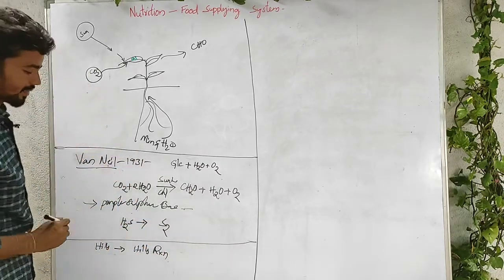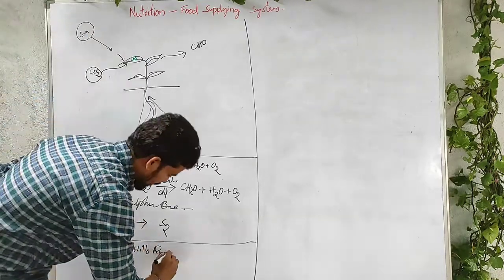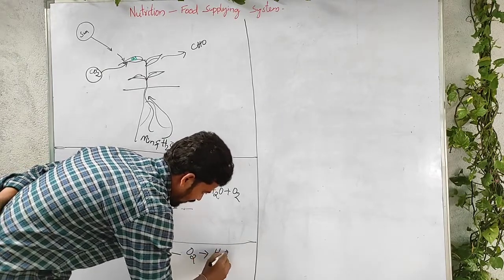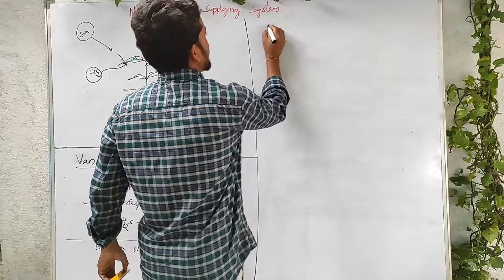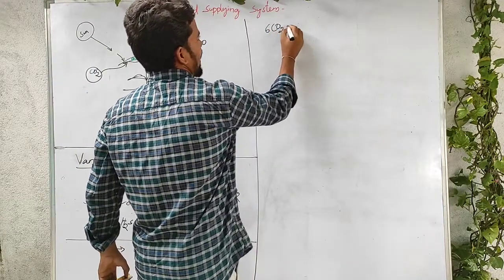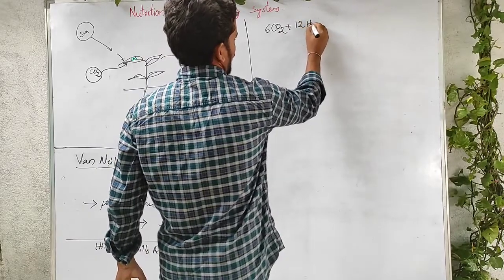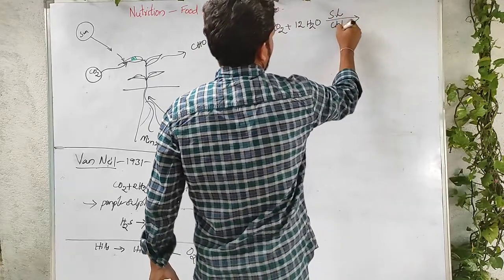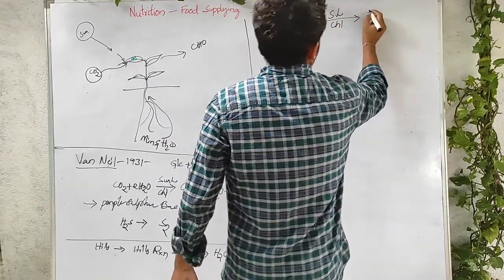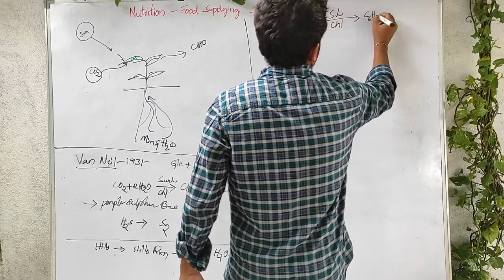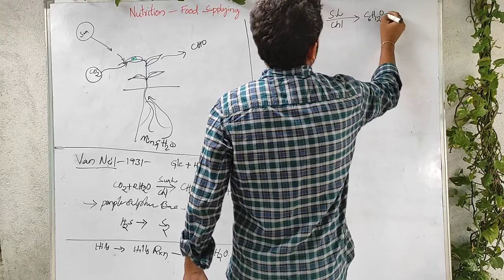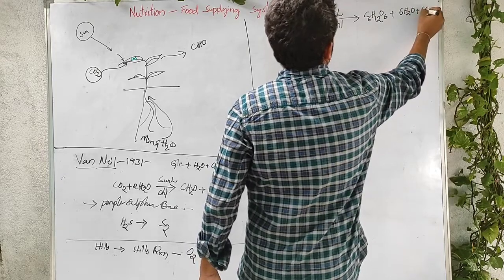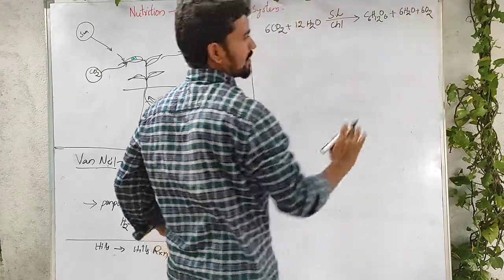So what does it say? He said that whatever oxygen is released is from water. That is what he stated. Six molecules of carbon dioxide and 12 molecules of water, in the presence of sunlight and chlorophyll, will produce one molecule of glucose, six molecules of water, and six molecules of oxygen will be released into the environment.